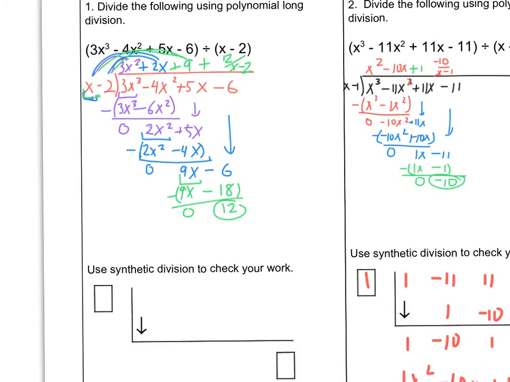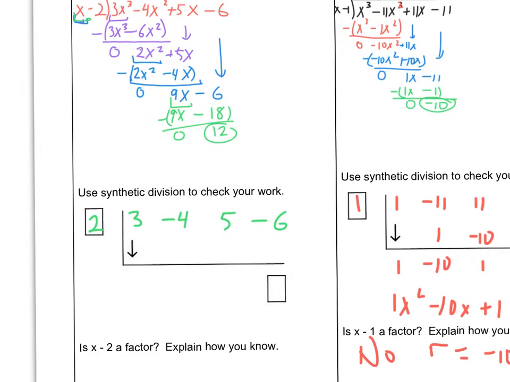All right, setting this up synthetically to check our work is going to be a positive 2 out front, 3, negative 4, 5, and negative 6 on the inside. Bringing the 3 down, 2 times 3 is going to be 6. Adding, we get 2. 2 times 2 is going to be 4. 5 plus 4 is going to be 9. And 2 times 9 is going to be 18. And then we get 12 at the end. My remainders are the same in both cases, so I know that that is done.